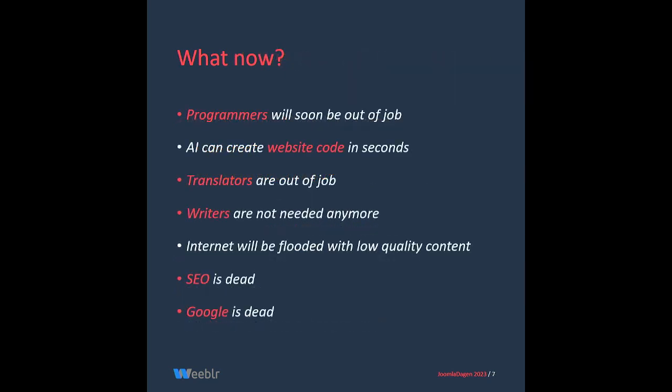So what's the immediate consequence of all of that? What you hear a lot: programmers are going to be out of a job, or they are already, or maybe it's next year, but we are all going to be out of a job. AI can create a website, so all the integrators in this room are going to be out of a job by the end of the year. Translators are out of a job because it translates perfectly. Writers to write content for marketing are not needed anymore. The internet will be flooded with low quality content. SEO is dead, as like every year. And Google is dead, of course, because now we have an answer and can go to ChatGPT.